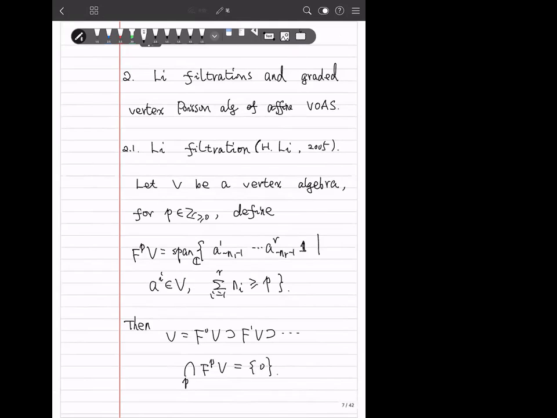In the following we will also need the Li filtrations, so now I introduce the filtration and the graded vertex Poisson algebra of affine VOAs.